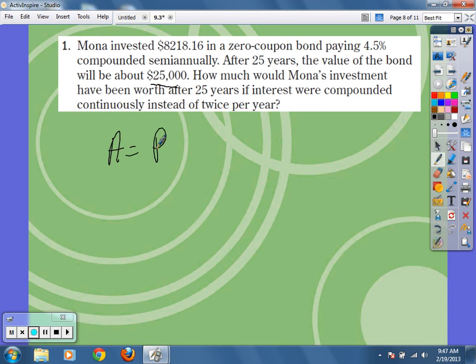A equals Pe to the rt. The principal is $8,218.16. e to the rate, 0.045 times t, which is 25. Be careful when you plug this in your calculator. I'm going to actually do e first. e to the 0.045 times 25 power. And I'll take that times 8,218.16. Oops, I did 6 cents. Okay, and I get 25,000 still.